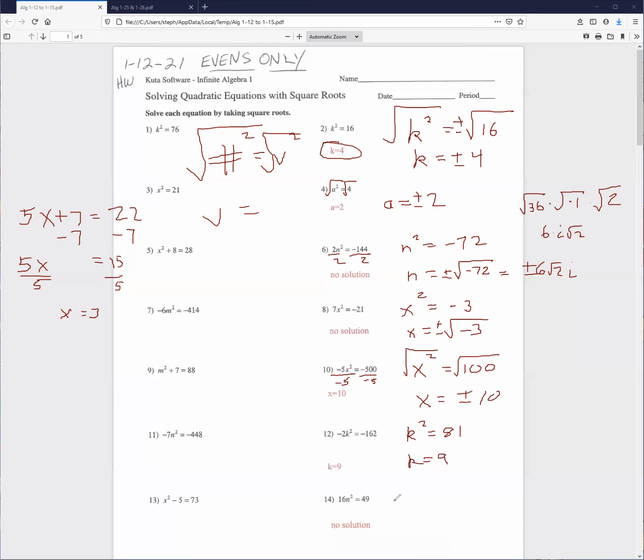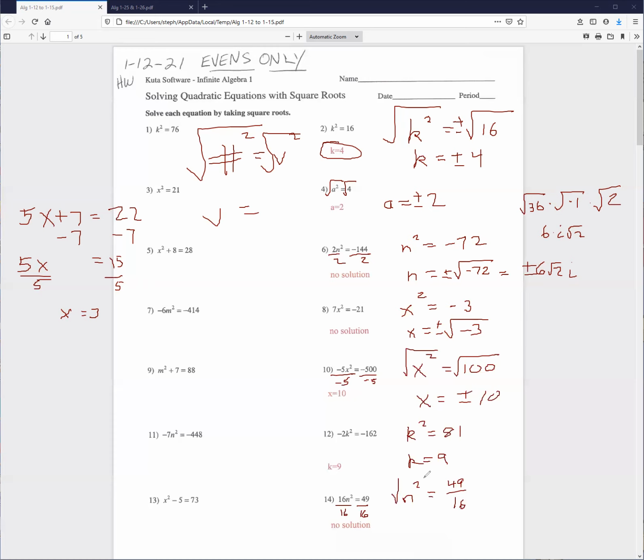Now, what's going on with 14? It says 14 has no solutions. That's interesting. I don't know that I agree with that. So let's divide by 16. And so that doesn't simplify nicely. So we're just going to leave it as 49 over 16.